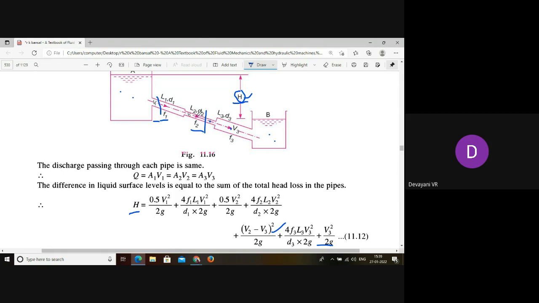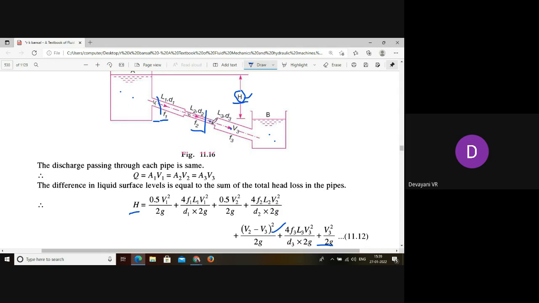Plus in the second pipe, the pipe is suddenly contracted. So due to its contraction, the minor loss will be 0.5 V2 square by 2g, plus the friction is also acting here, so the head loss due to friction in the second pipe is 4f2 L2 V2 square by 2g D2.